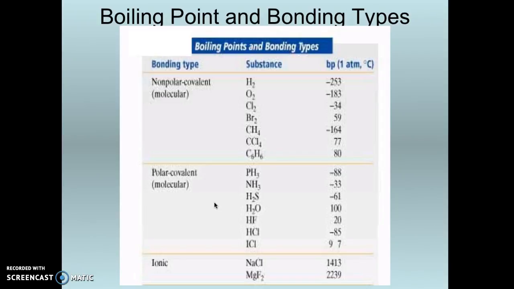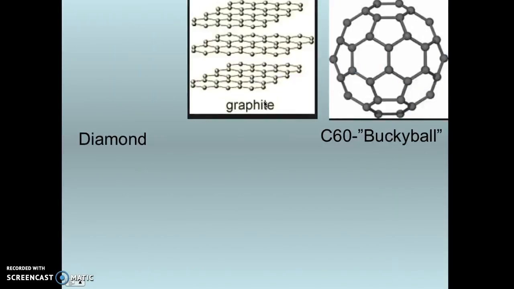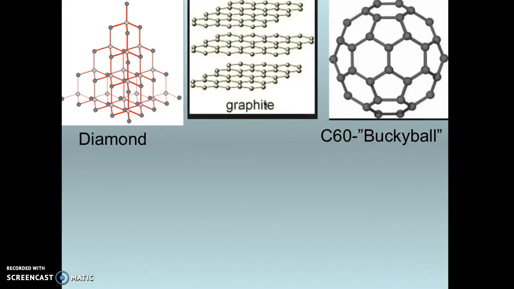Depending on the bonding type, we can also get a general trend for boiling points. And if you look down at the bottom here, ionic compounds tend to have very high boiling points, much higher than polar covalent, which is higher in general than nonpolar covalent. So we're going to talk about why that is. Now there are a couple exceptions to this. And to be honest, we're not going to really have to worry about the exceptions. I just wanted to point them out.